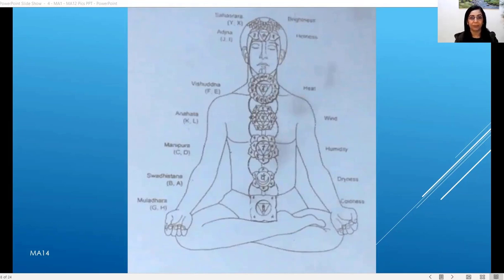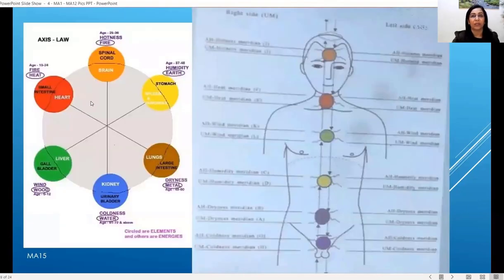The 5th chakra is the Swadhisthana chakra, which is the dryness chakra, and it is in the lower abdomen area, close to your navel point. And the Mooladhara chakra is the 7th chakra, which is the coldness chakra, which is close to your ovaries and testes. Now, these are the 7 chakras that are there in our body, which you can see in this picture. And according to the axis law, like I told you, every chakra is related to the organs, the front and back according to the axis law.